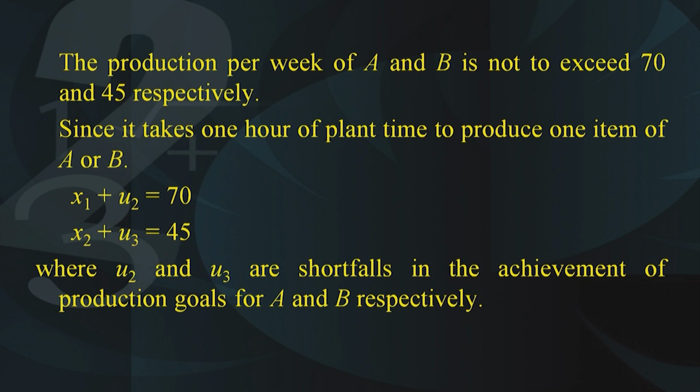Then the production per week of A and B is not to exceed 70 and 45 respectively. Since it takes 1 hour of plant time to produce one item of A or B, we have the conditions x1 plus u2 is equal to 70, x2 plus u3 is equal to 45, where the variables u2 and u3 are shortfalls in the achievement of the production goal for A and B respectively.